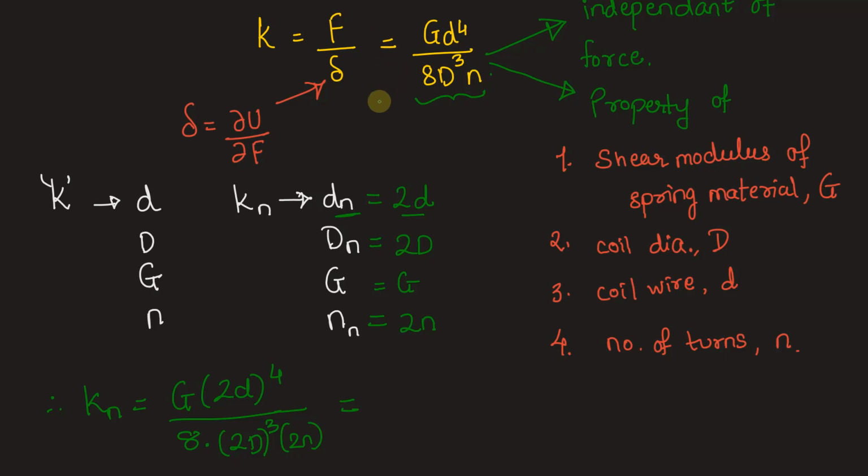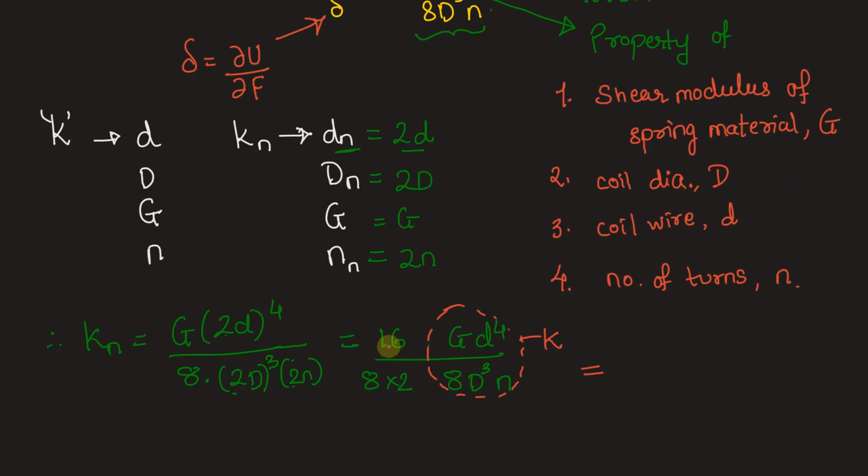the coefficient. 2 to the power 4 is 16, divided by, we have 8 which we will keep here, and 2 cube is again 8, so let's just write that as 2. And this capital D cube N we will write here. So as said, we have separated out this K value. And what we get is the coefficient attached with this value is 16 upon 16, which is nothing but 1 times.